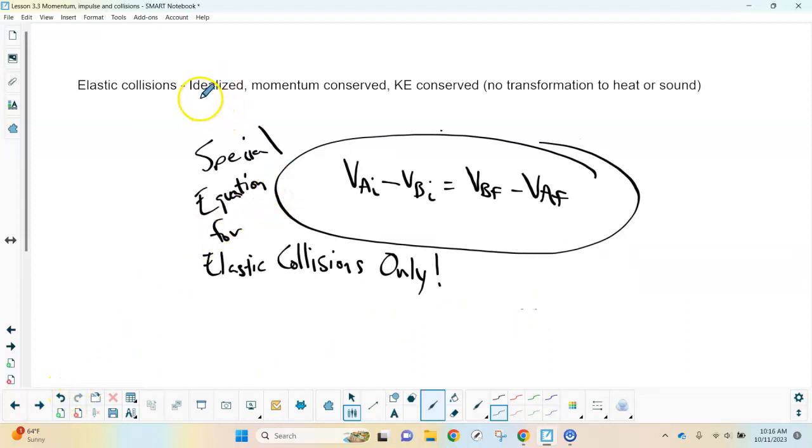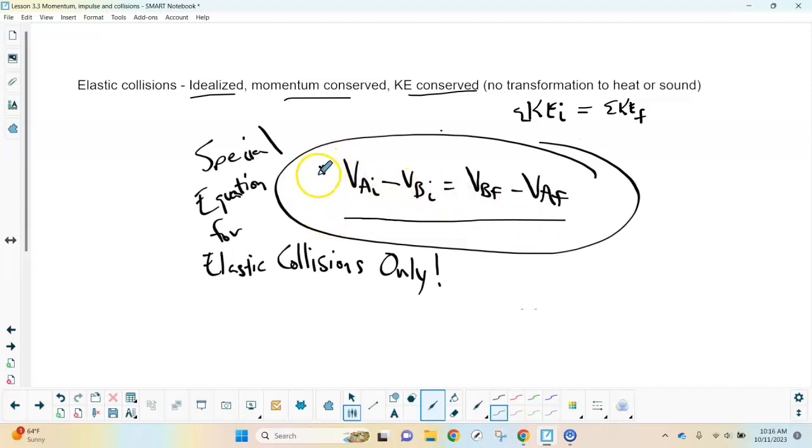Elastic collisions, again, like I said, are idealized. Momentum is always conserved. Kinetic energy is conserved as well. So if you get the total initial kinetic energy of all the pieces, you add up all the kinetic energies in the beginning, and it's equal to the total kinetic energy at the end, then there is no transfer into heat or sound, and that makes it elastic. This equation is one that you can use for elastic only. So this is a specialized equation.